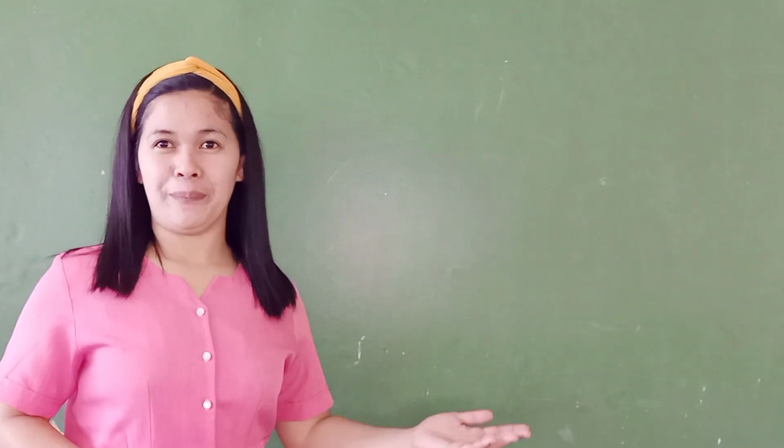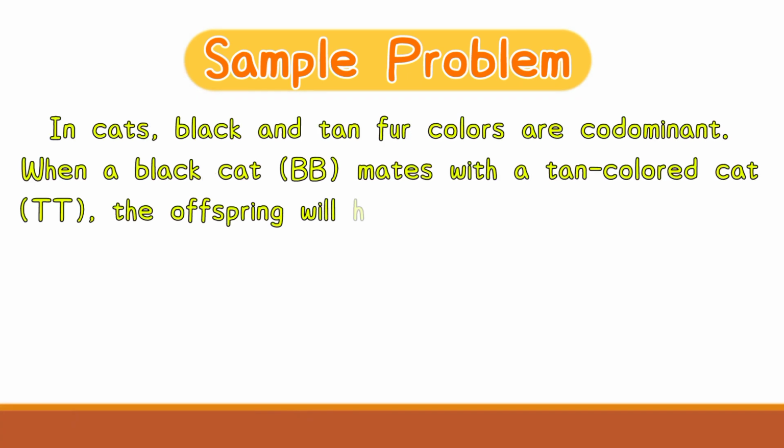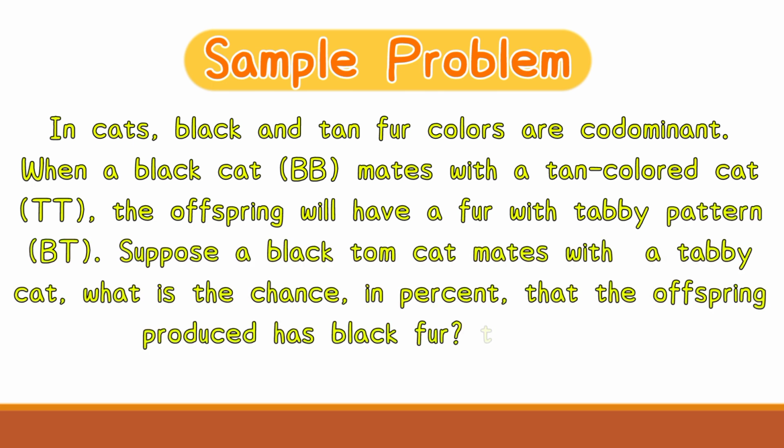In this next problem, we deal with a situation that exemplifies codominance. In cats, black and tan fur colors are codominant. When a black cat mates with a tan-colored cat, the offspring produced will have fur with a tabby pattern. Suppose a black cat is crossed with a tabby cat. What is the chance in percent that the offspring is black? What is the chance that the offspring will display a tabby pattern?